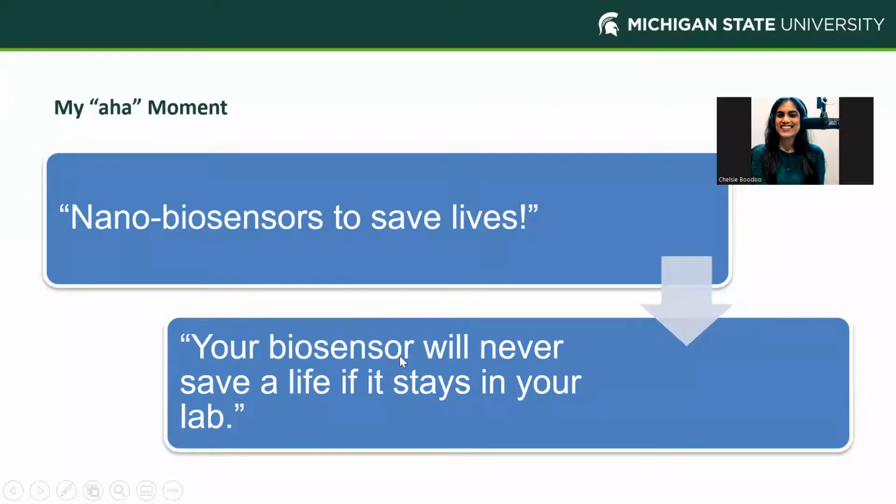So this is my aha moment. This is my story. As you know, I work on nano biosensors, and I have been saying that the nano biosensors that we work on are designed to save lives. And we have been saying that. We have publications on that and so on.